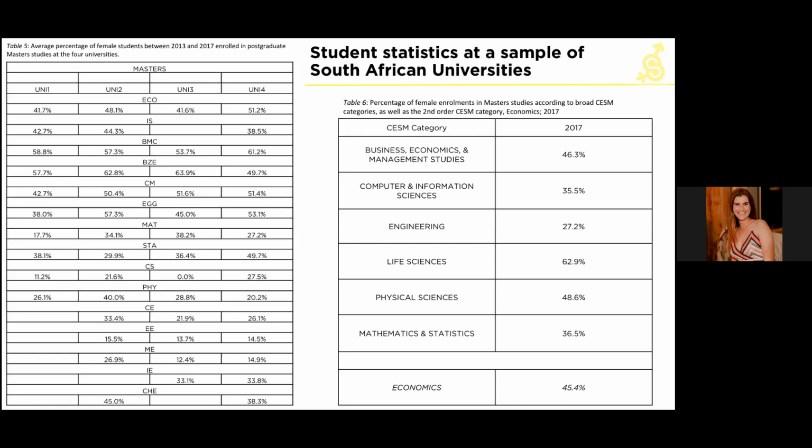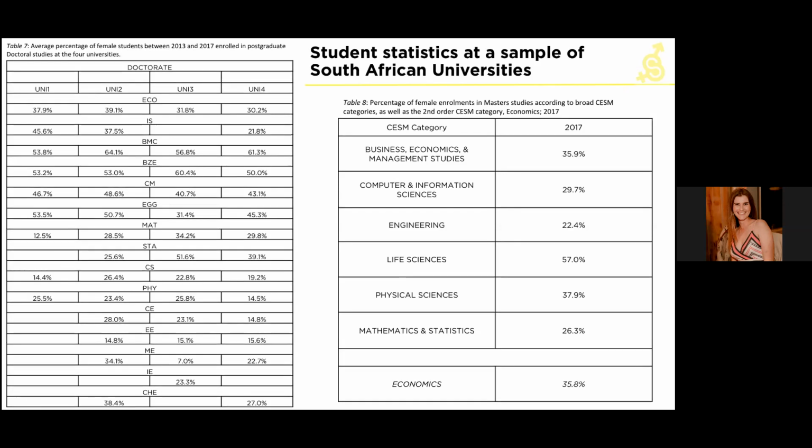Generally, those subjects that do well, per se, in attracting females at the honours level continue to do well at the master's level, and those who do badly at the honours level continue to do badly, and in some cases actually get worse.